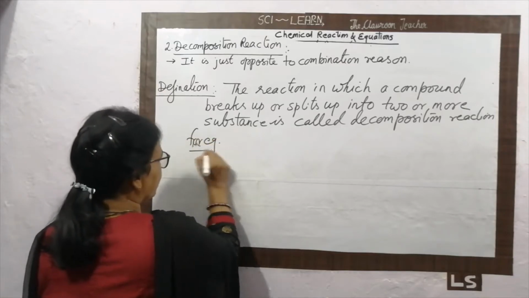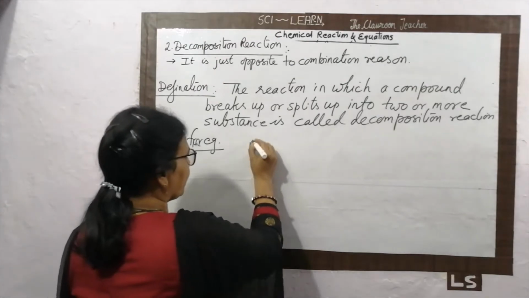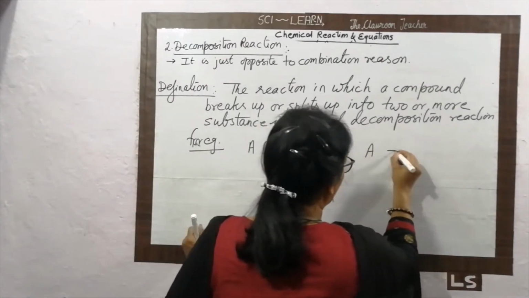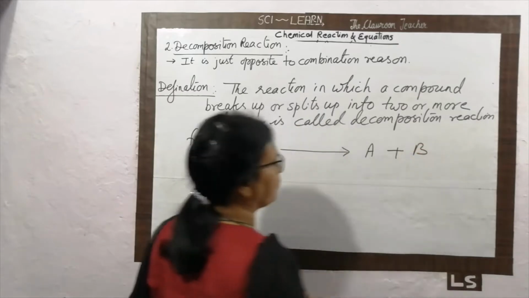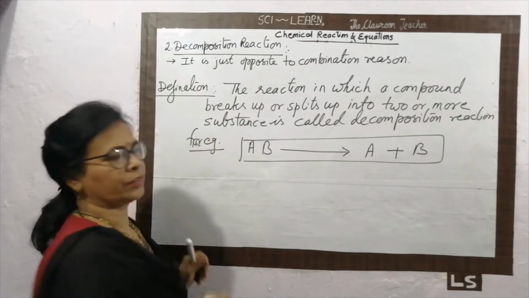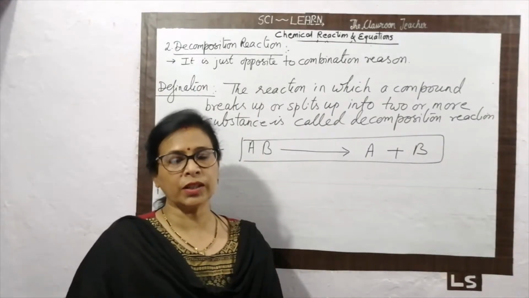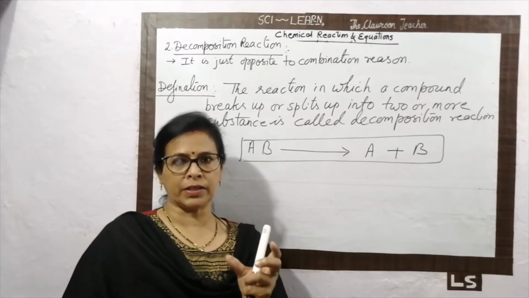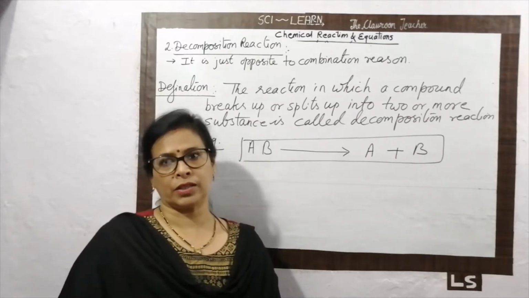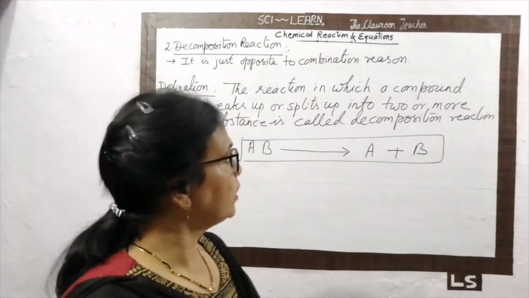For the simplest example, in the same format that we have studied in our previous topic, AB is the reactant. It splits up to form A plus B. And this reaction is called the decomposition reaction. So a decomposition reaction is a reaction in which a compound splits up into two or more other fractions.